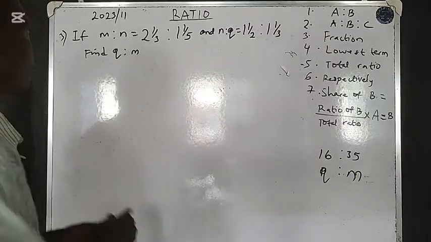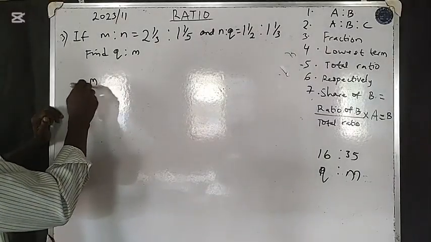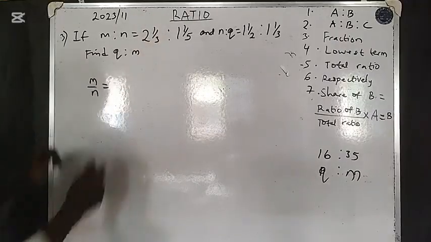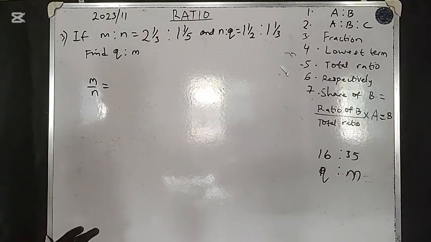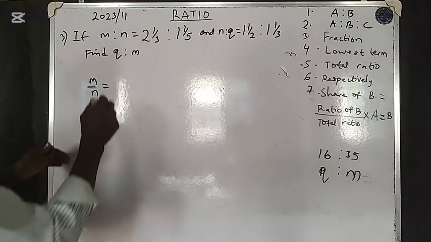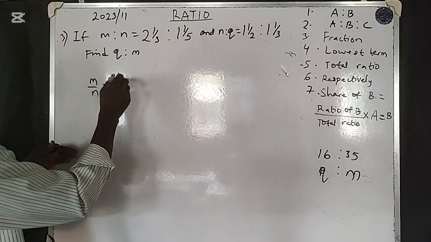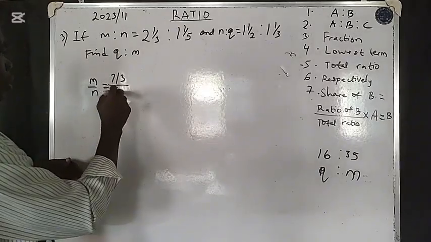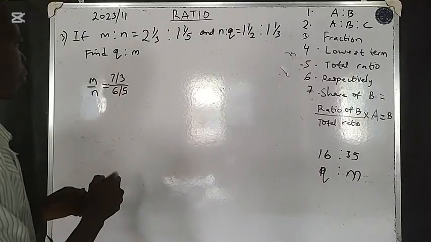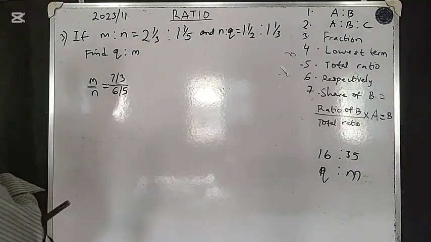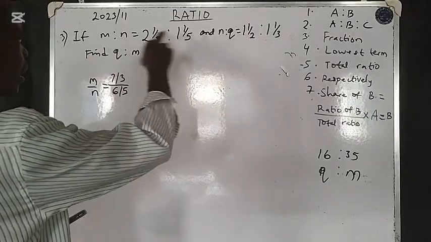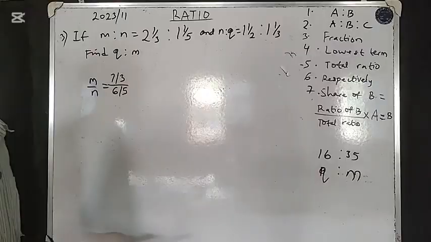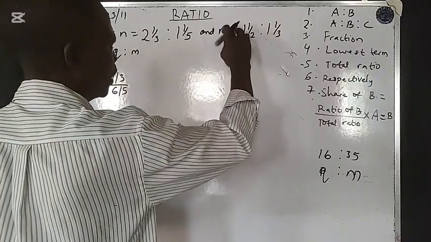Okay? So we say m ratio n is equal to, this one in fraction will give us, as an improper fraction, 7 over 3, right? So we write 7 over 3 over, this one will give us 6 over 5, right? 6 over 5. That will be this one. Now we can see n here, right? Let's make n the subject. Can you see? n is here. Let's make n the subject. Do we?